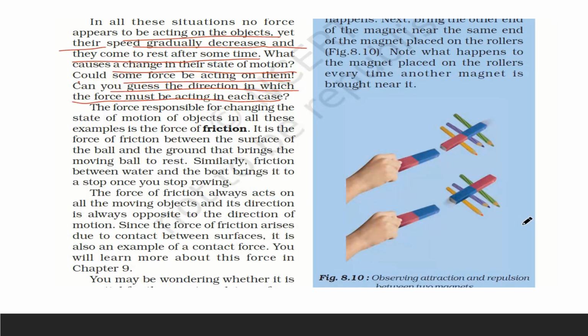So here comes the important thing. The force responsible for changing the state of motion of objects in all these examples is the force of friction, that is, the frictional force. The force of friction between the surface of the ball and the ground brings the moving ball to rest. Similarly, friction between the water and the boat brings it to a stop when you stop rowing. So the water and the boat have a frictional force, and when you stop rowing, it causes the boat to stop.